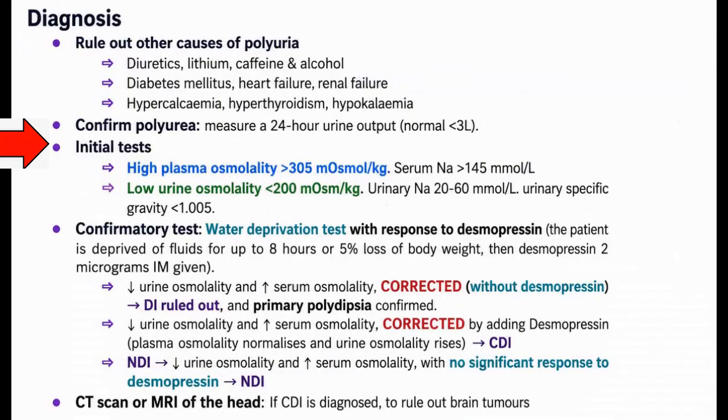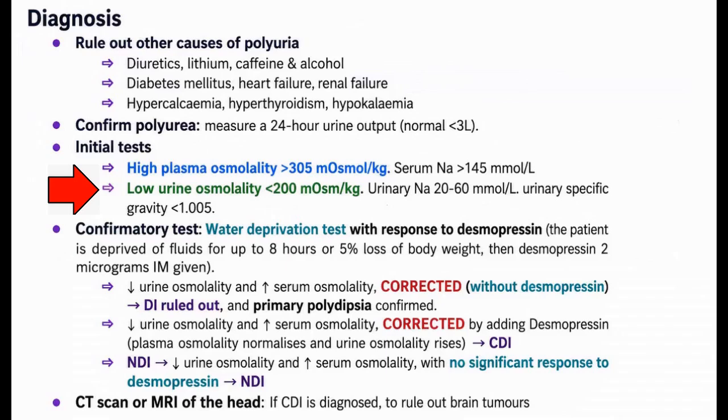Step 3. Initial laboratory tests. Now we investigate whether the urine and blood findings fit diabetes insipidus. Plasma osmolality. High plasma osmolality is more than 305 mosm per kilogram. Serum sodium is usually more than 145 mmol/L. This is called hypernatremia. Again, water loss exceeds sodium loss. Urine osmolality is less than 200 mosm per kilogram. This is extremely dilute urine.